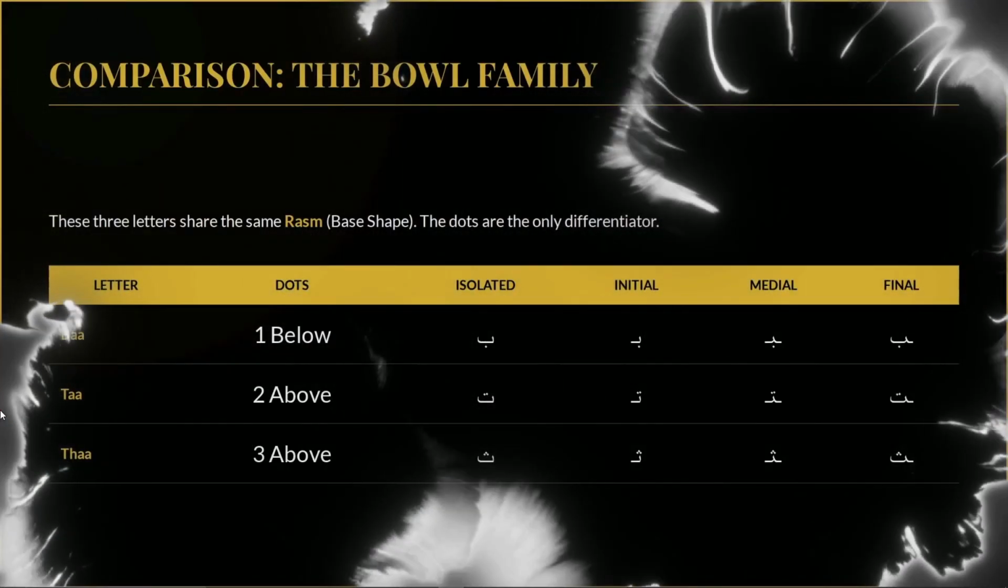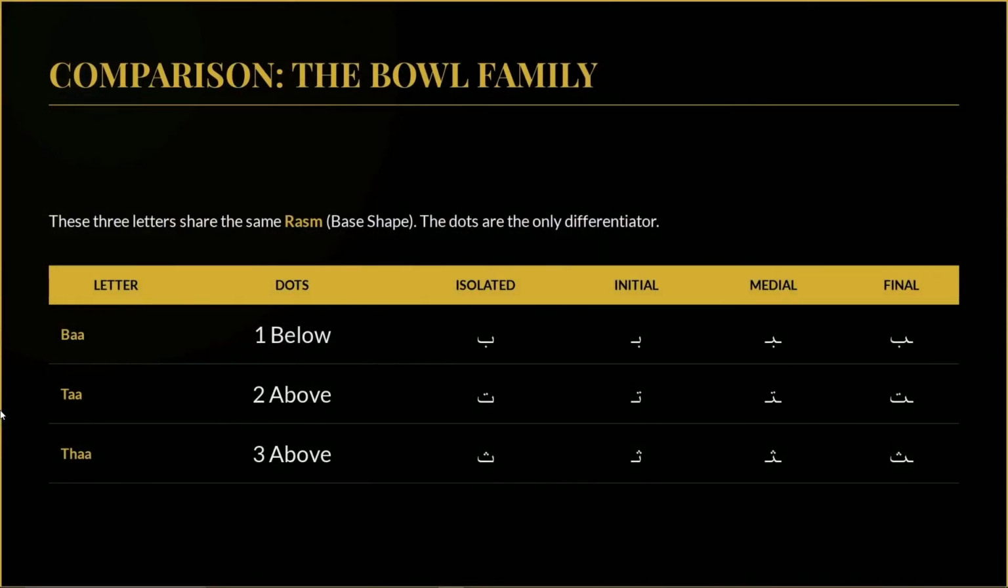Family 1: the horizontal hulls, Ba, Ta, and Tha. Next, we observe the hull family. These three letters share an identical horizontal base. Their distinction is purely a matter of nukta placement. Nukta meaning dots.